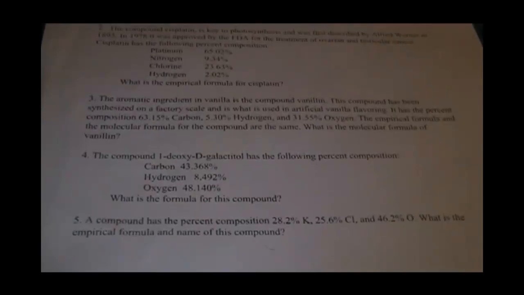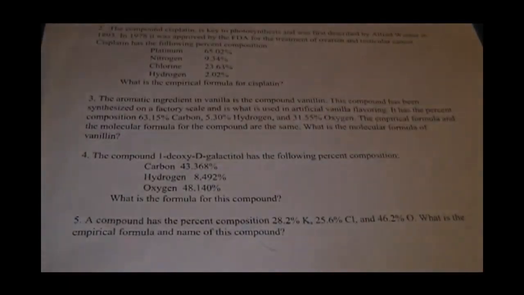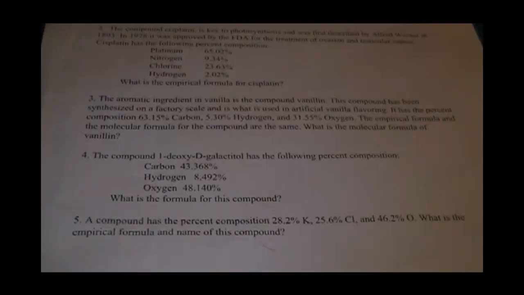Okay, today I'm going to show you how to find an empirical formula. So the one that we're going to be doing today is called 1-deoxy-D-galactitol. So it has the percent composition 43.368% carbon, 8.492% hydrogen, 48.140% oxygen. Now, the easiest thing to do when you're given percents like that is to assume that you have a 100 gram sample.